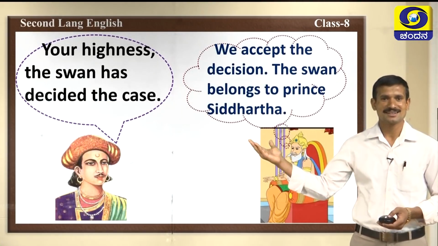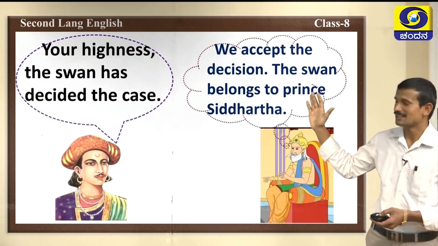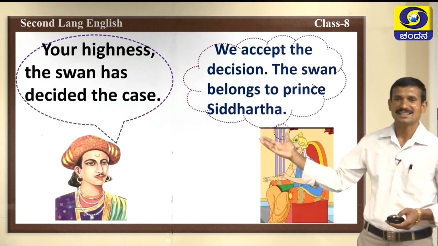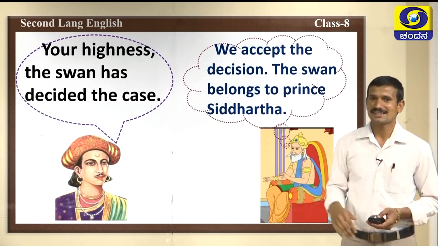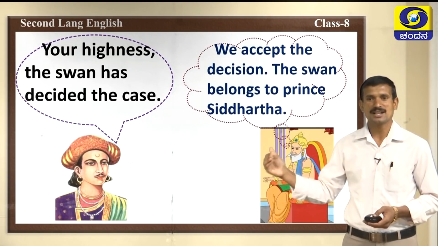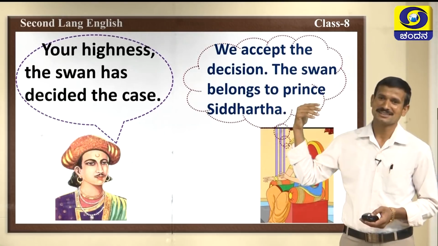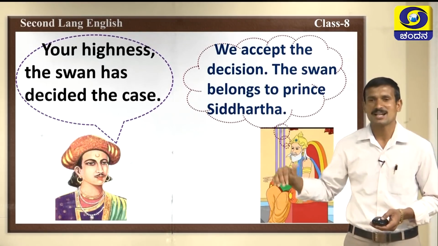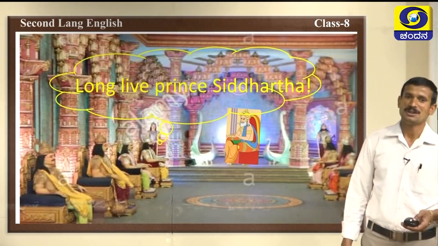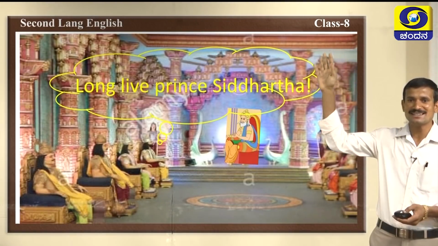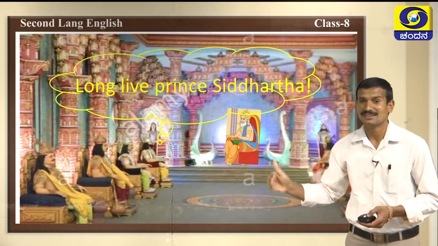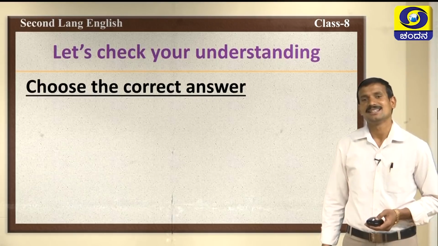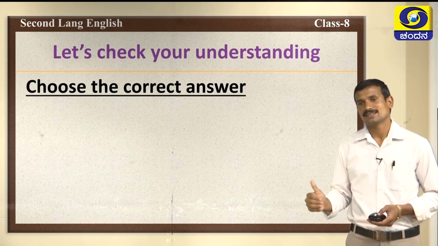The chief minister says to the king, Your Highness, oh great king, the swan has decided the case. At last the king says, we accept the decision. The swan belongs to Prince Siddhartha. At last, who owned the swan? The swan belonged to Siddhartha. Now, all the courtiers shout, long live Prince Siddhartha, long live Prince Siddhartha. This is the Devadatta and Siddhartha story.